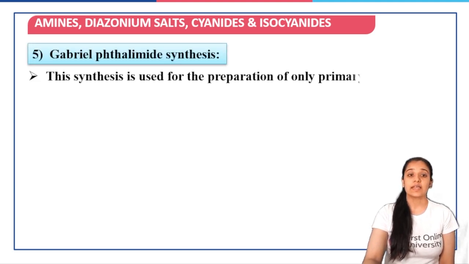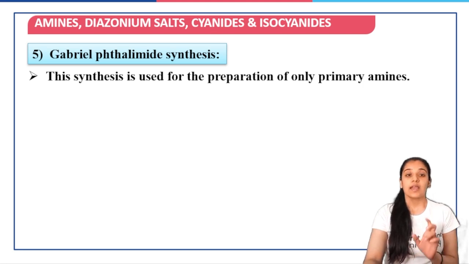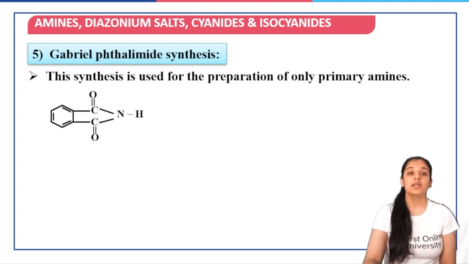The next method, Gabriel phthalimide synthesis, is a very, very, very important name reaction, and you tend to get questions based on this particular topic in the exam very frequently. So be very well versed with this particular method. Now, this synthesis is used for the preparation of only primary amines, that is RNH2 groups.